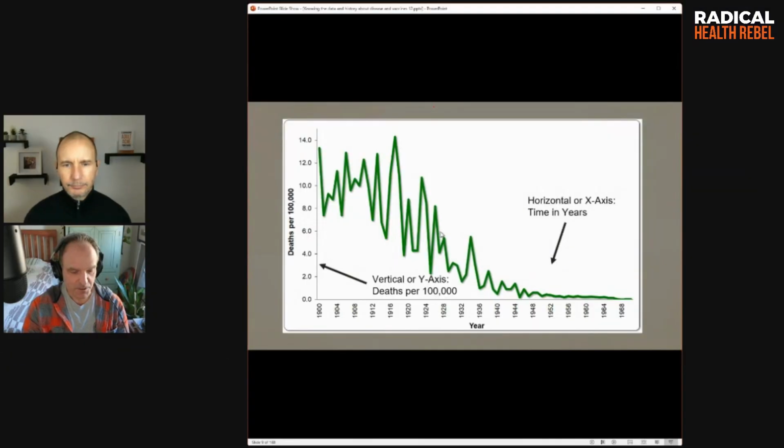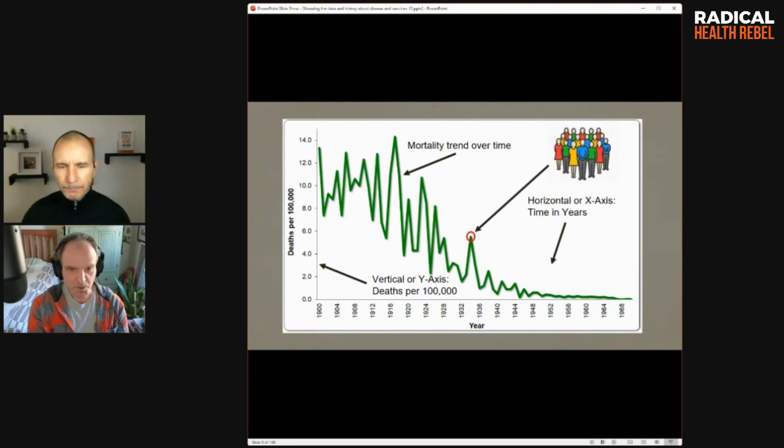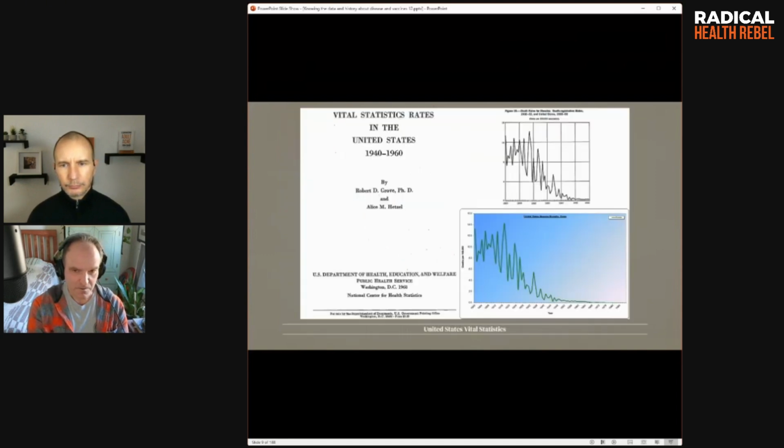So this is a mortality chart. You have deaths per 100,000 on the y-axis, and on the x-axis you have the years. That's time, right? So that's your mortality trend over time, and each point is an aggregate of all the people that died from a particular disease, and then normalized to deaths per 100,000.